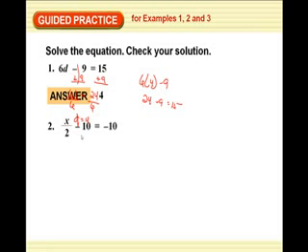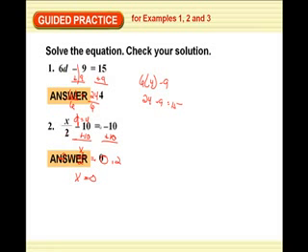So the first thing I do is add 10 to both sides. Add 10. I get x divided by 2 equals 0. Times both sides by 2. x equals 0. 0 divided by 2 is 0. 0 minus 10 is negative 10. It worked.